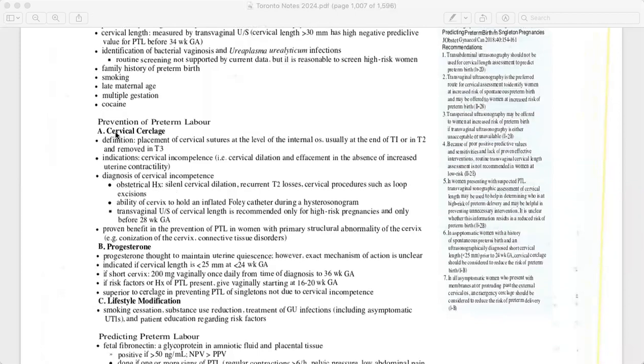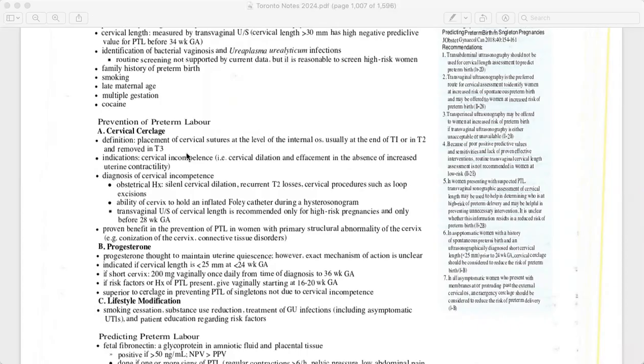What are you going to do? First things first: cervical cerclage, progesterone, lifestyle modification. Starting with lifestyle modification, going to progesterone, and then going for cervical cerclage. But it depends: if the condition is very severe and you need to do the cerclage right away, then definitely we are going to do it.